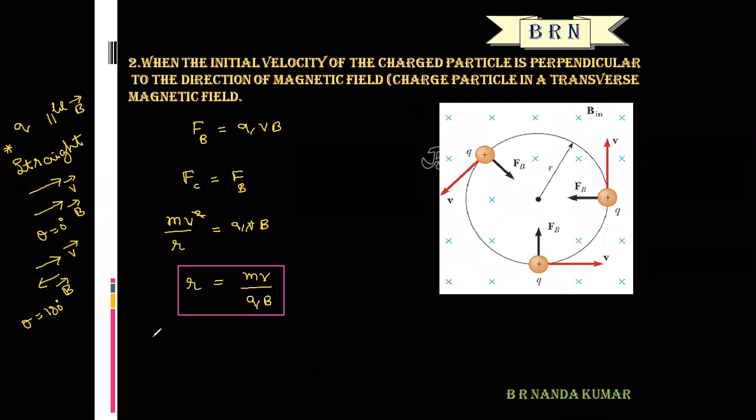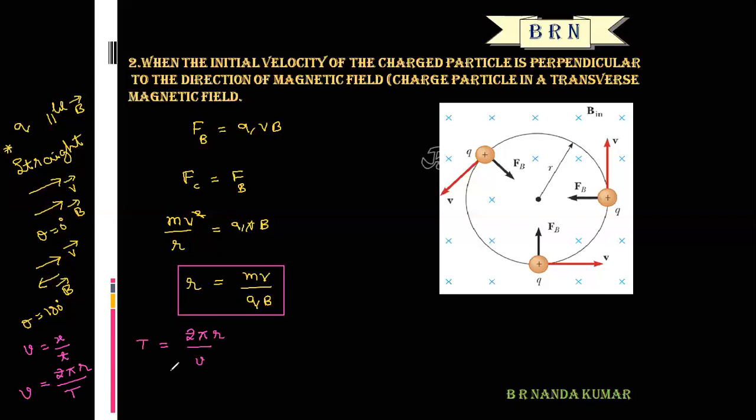And what is the time period? Time period of the charged particle. Speed is distance divided by time taken for one complete rotation of the charged particle. The total distance traveled for one complete rotation is 2 pi r. The time taken to complete one rotation is the time period. So v is equal to 2 pi r divided by T, so T is equal to 2 pi r divided by v.